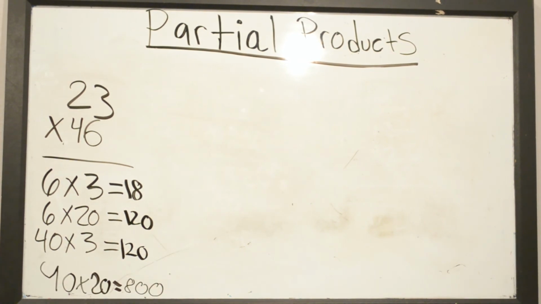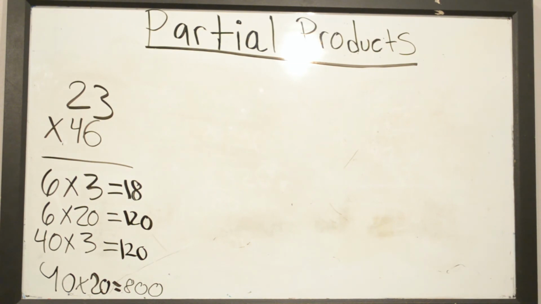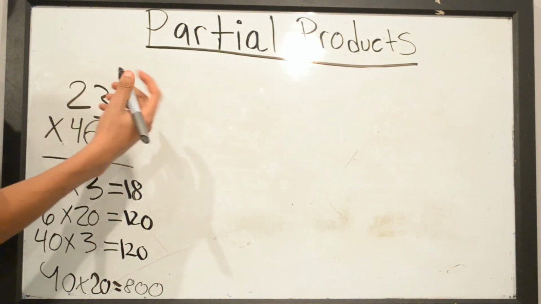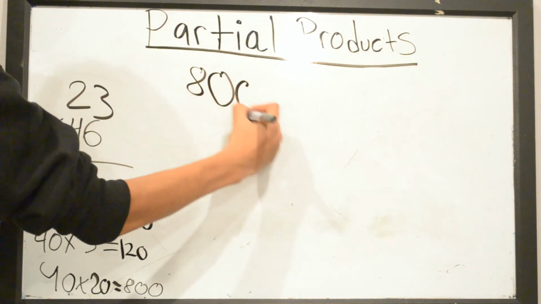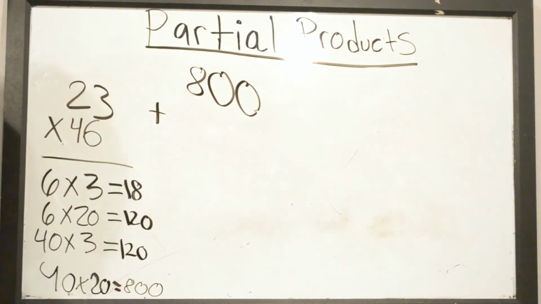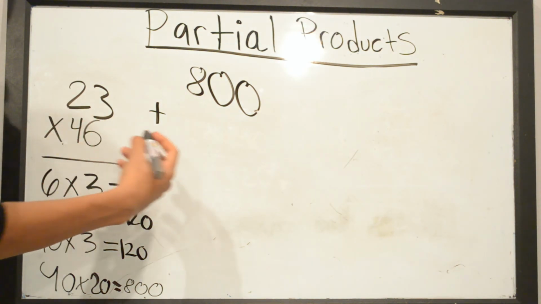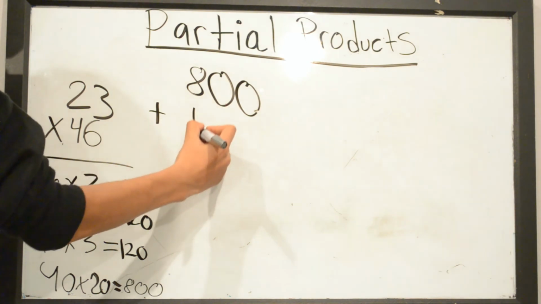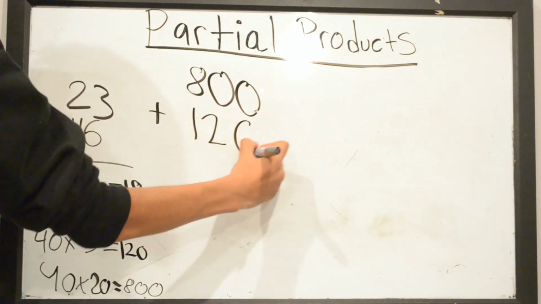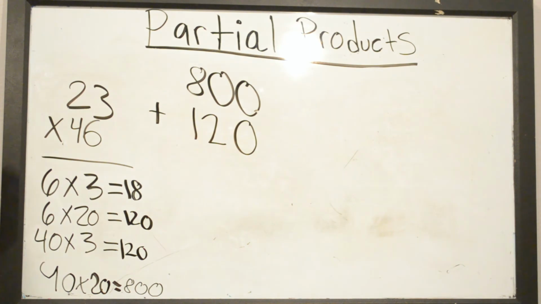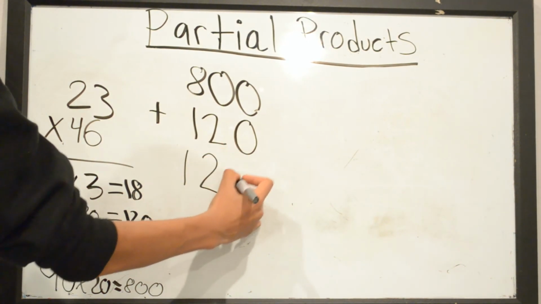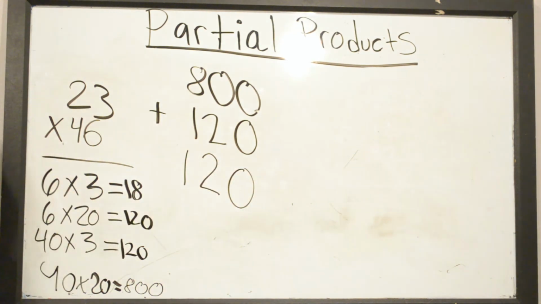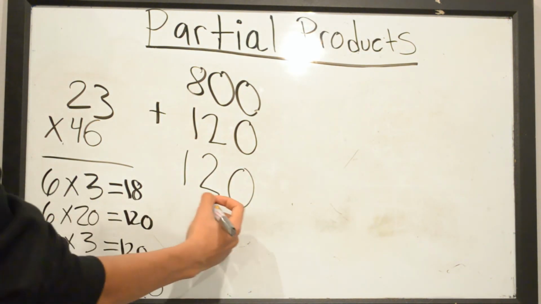Now we add from greatest to least. So for our greatest number we have 800. And for our second greatest number we have 120. And we also have 120 again. And for our least number, we have 18.